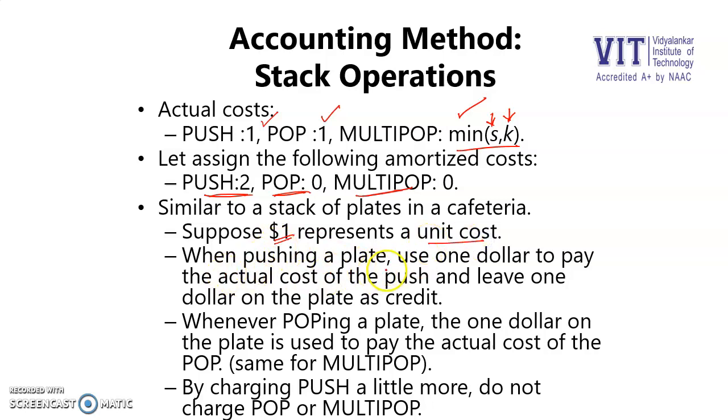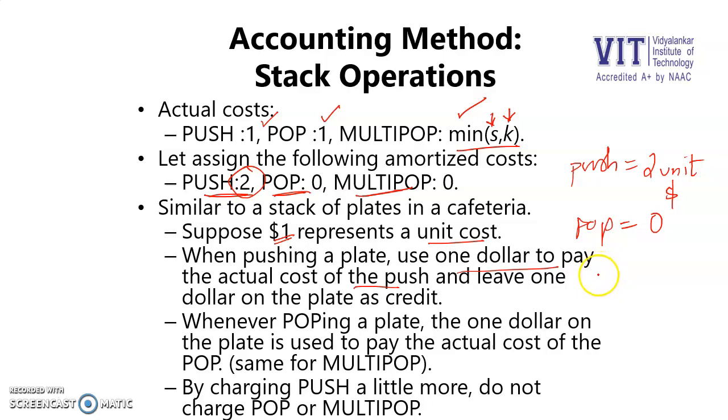While pushing a plate, let's say in a stack, we are pushing any element. Now $1 is the actual cost. But we are paying 2 units. So whenever I am performing any push operation, we will pay 2 units, or $2, for it. And for pop operation, we will not pay any. We will not pay any.